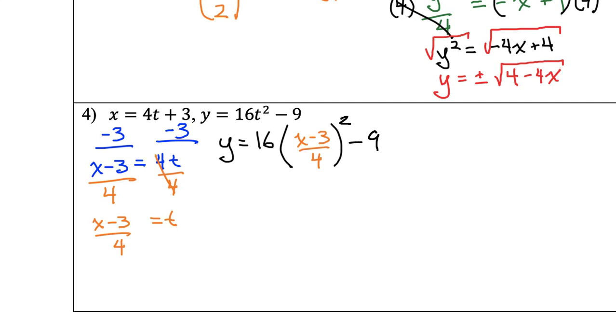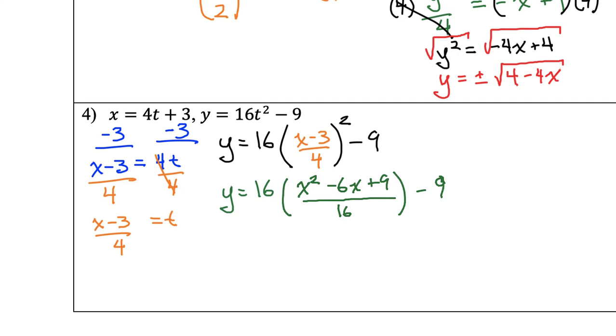so let's simplify this a little bit. This is now going to be y is equal to 16 times, so again, when we square the top, it's going to be square the first, double the product, so the product of x and negative 3 is negative 3x, times 2 is negative 6x, and then square the last, it's going to be plus 9, all of that divided by 4 squared is 16, minus 9.